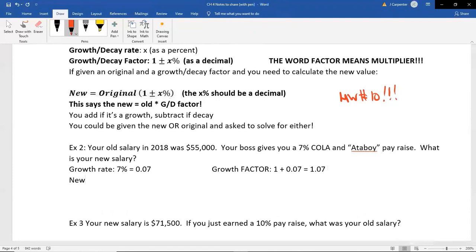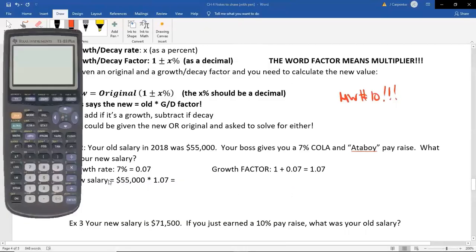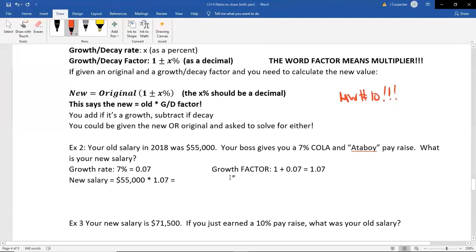So the new salary is the old salary times the growth factor. The old salary was the 55,000. I can type, I promise. 55,000 times 1.07. We can pull out our calculator. $55,000 times 1.07 equals 58,850.